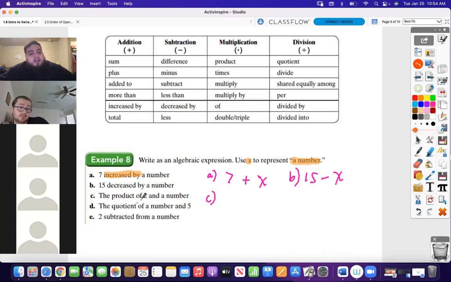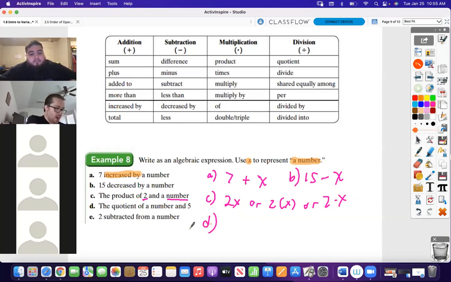C is the product of 2 and a number. So we know product implies multiplication. And these two are the things that are going to be multiplied, 2 and a number. So it'll be 2 times X, which is just 2X. Or you can write 2 parentheses X, or you could write 2 times X, either or. Any of these will be the right answer for C.